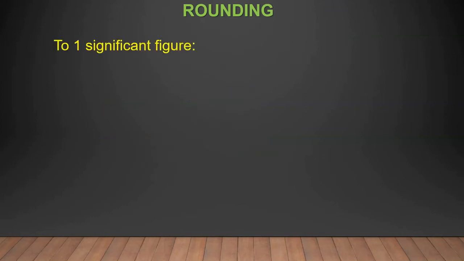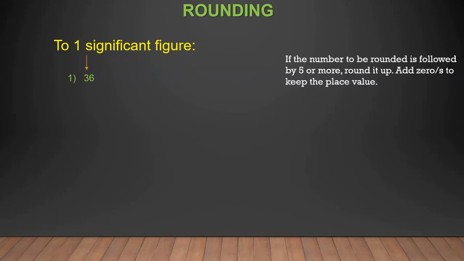So we're going to round to one significant figure. 36. The first number that you see, which is not 0, is 3. If the number to be rounded, in this case 3, is followed by 5 or more, we're going to round it up and then add 0 or zeros to keep the place value. If it is followed by 4 or less, you're going to keep the number. 3 is followed by 6, which is greater than 5. So we're going to round up 3 into 4 and change 6 into 0 to keep the place value.